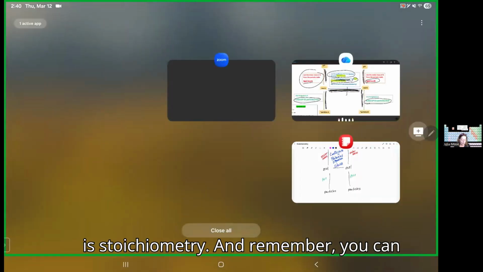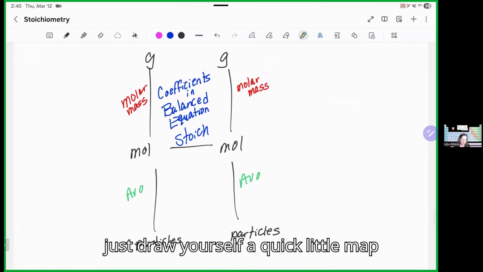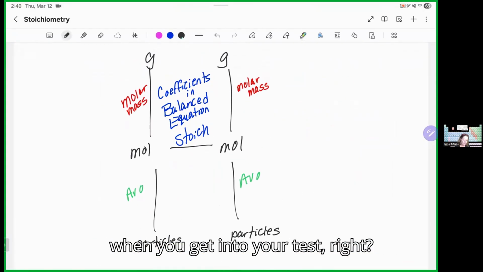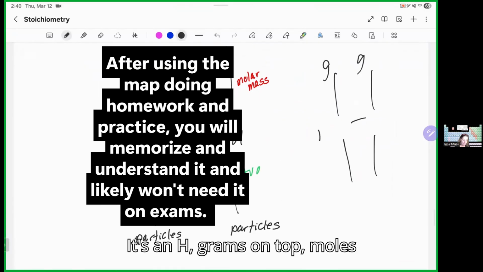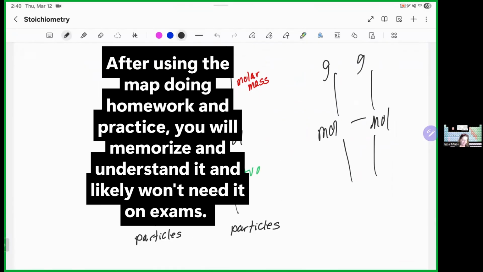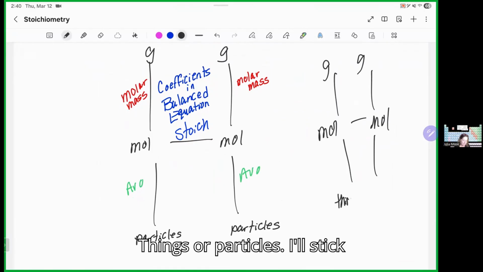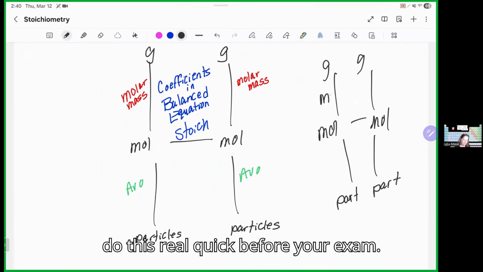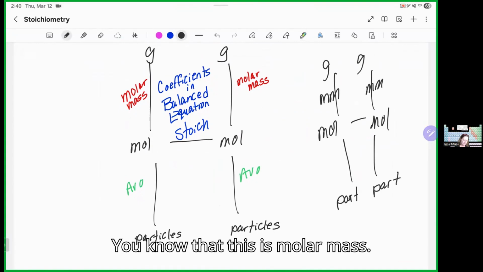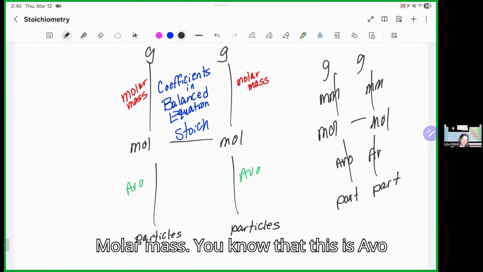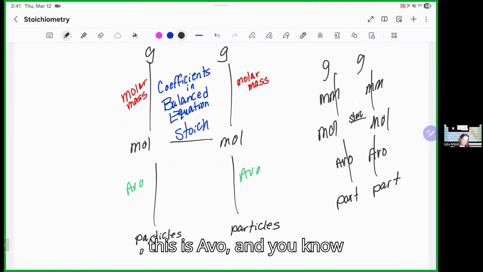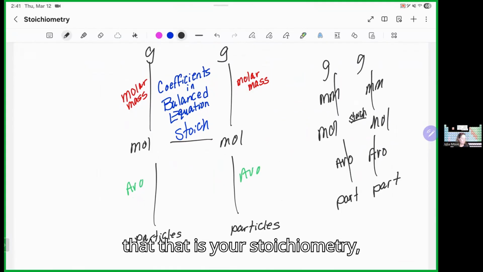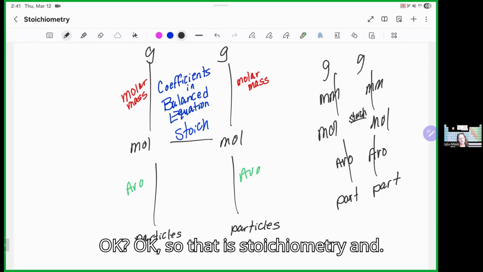Okay, so that is stoichiometry. And remember, you can just draw yourself a quick little map when you get into your test, right? It's an H, grams on top, moles in the middle, particles. I'll stick with particles. I'm being a little bit sloppy because you'll just do this real quick before your exam. You know that this is molar mass, this is Avo, and that this is your stoichiometry. Okay, so that is stoichiometry.